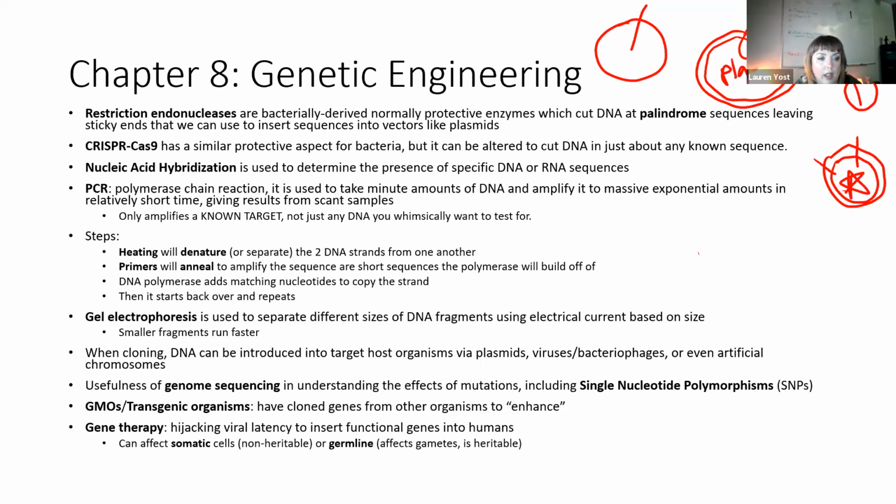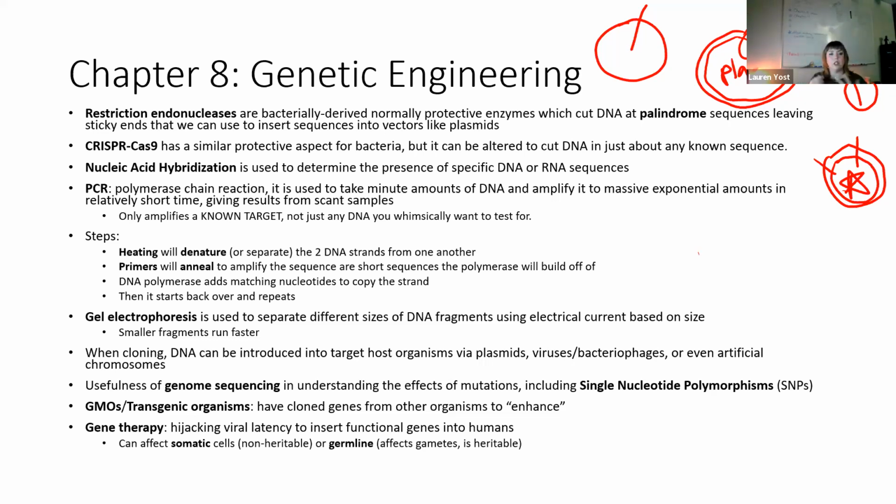Then we have nucleic acid hybridization. That's just using little pieces of single-stranded DNA and seeing if it matches up with anything on a plate or something like that. And if it does match, then we will have a color change a lot of the time, and it'll tell us whether or not this gene is present in this sample. So that's the idea with that.